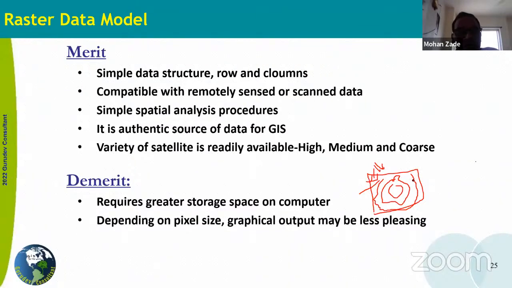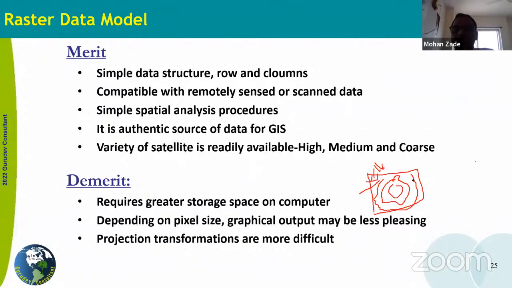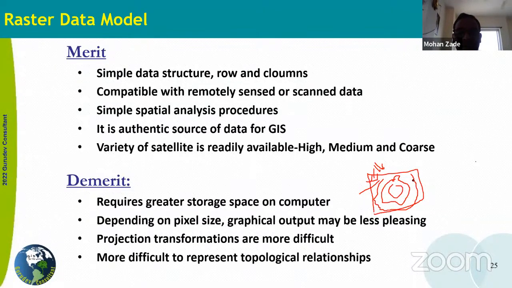It always depends on the pixel size. If you have a very good resolution, only then can you have a very good visualization of that area. And projection transformation is difficult, because many times you cannot measure areas, lengths, and perimeters using the coordinate system of degrees, minutes, seconds. So you need to transform degrees, minutes, seconds into a metric format, and when you transform, it is difficult in raster data models, and it is more difficult to represent the topological relationships.